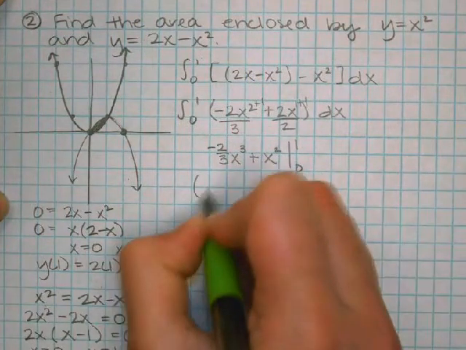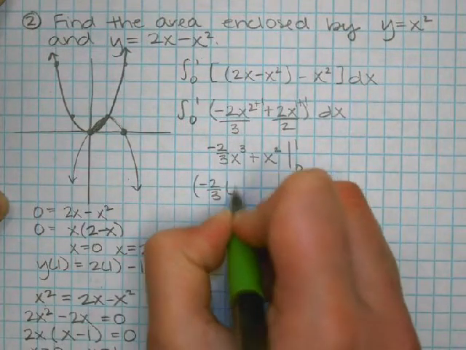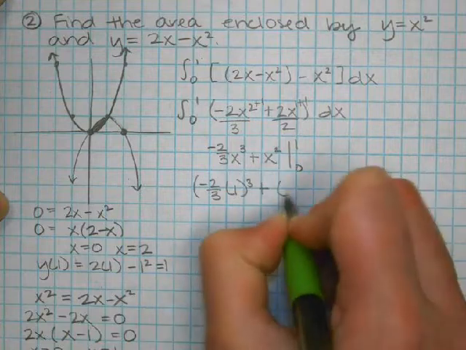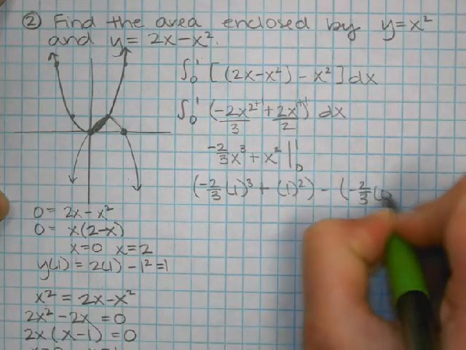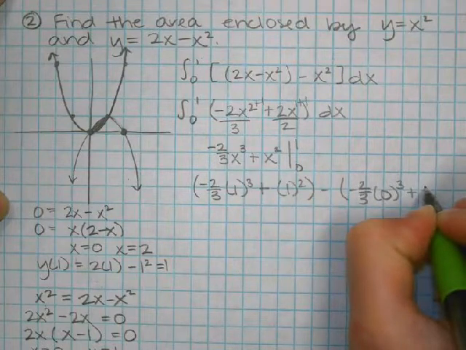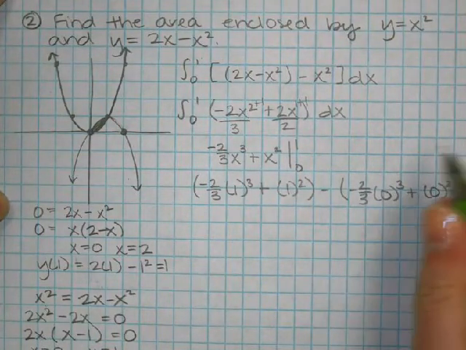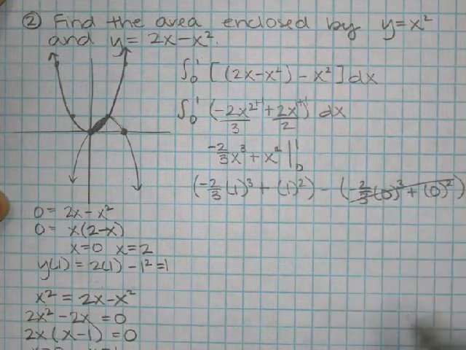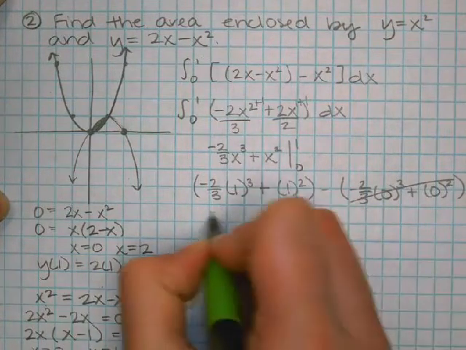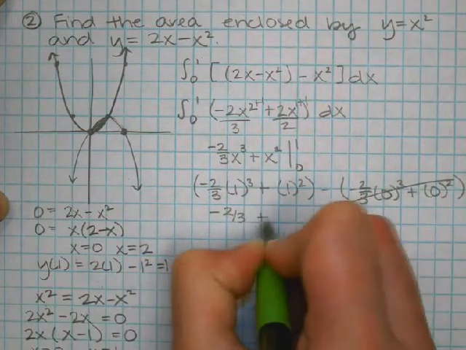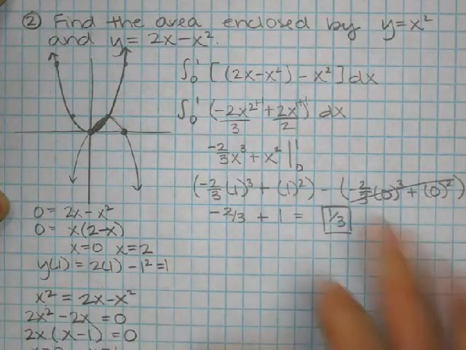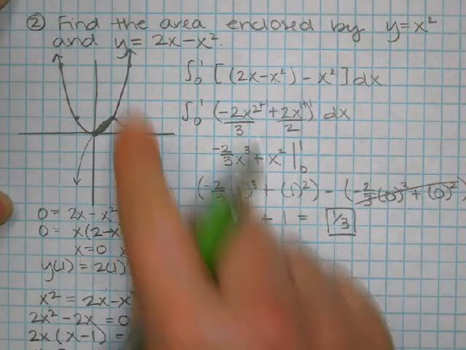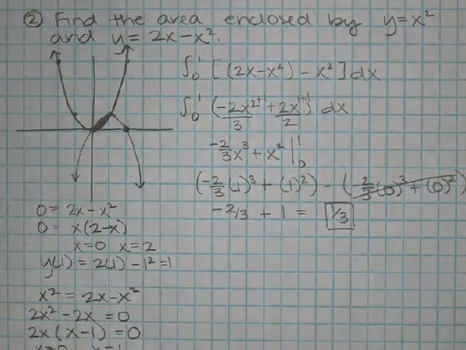And so that's going to give me negative 2/3 times 1 to the third plus 1 squared, minus negative 2/3 times 0 to the third plus 0 squared. And those give me nothing. So I've got negative 2/3 plus 1, which is 1/3. So the area between the curves here is 1/3. And that seems pretty reasonable for the problem that I just did.